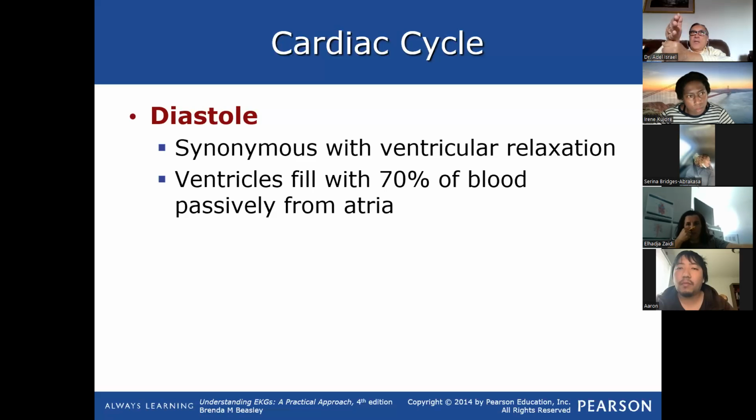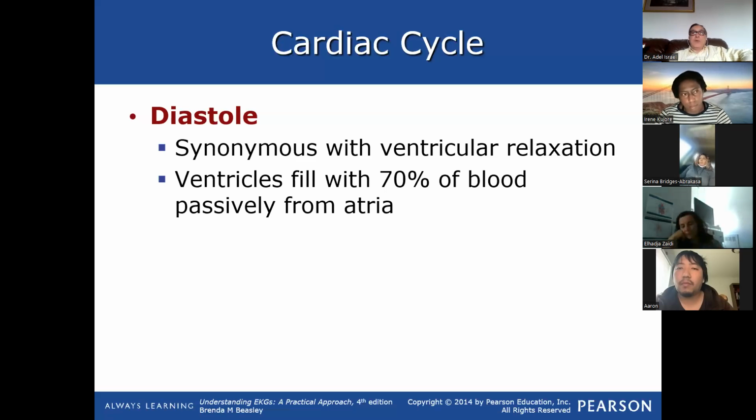So I need you to simulate what I'm doing. It will help you for understanding in the future how we get this action of EKG. So my right hand, or the top hand, represents the two atrium working together, and the lower hand, or left hand, represents the two ventricle working together. I need everyone to do the same as what I'm doing. Okay?